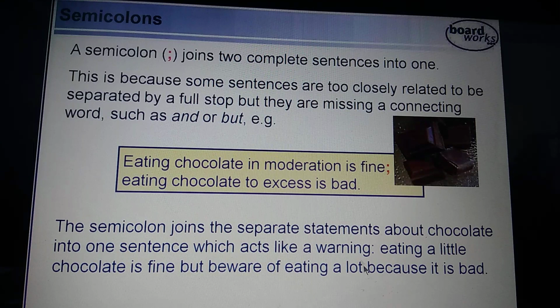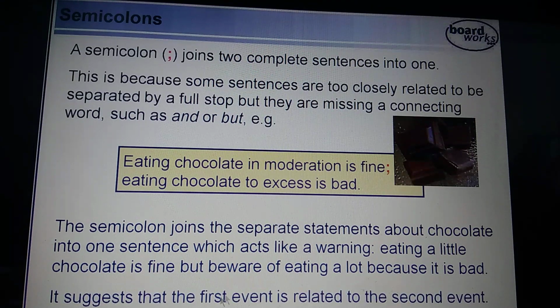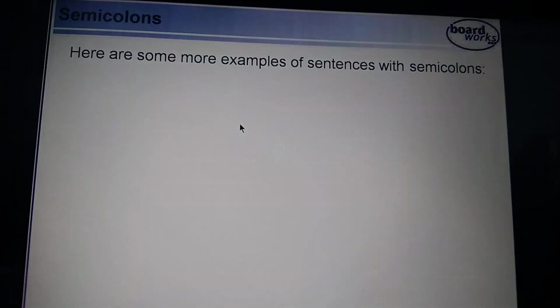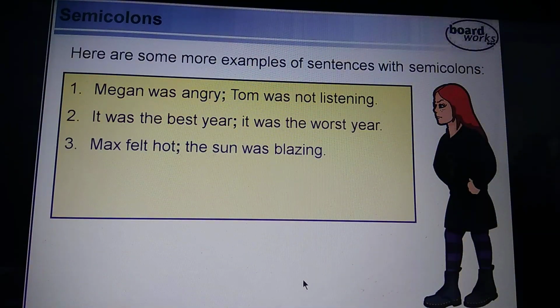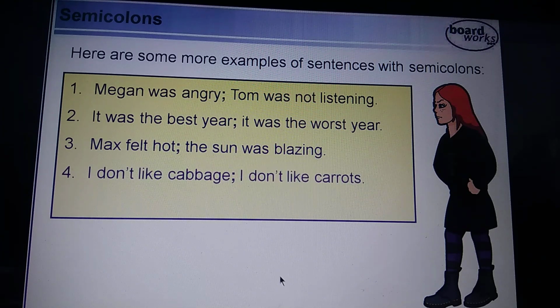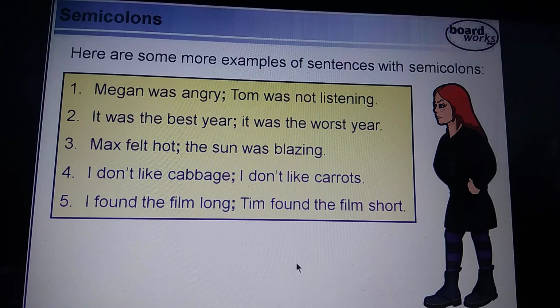Okay, you see the explanation below. It suggests that the first event is related to the second event. So the first sentence, the first event, the first occurrence, is certainly related to the second one. In that case, we can use only semicolons. Here are some other examples. You can look at the examples and understand how the semicolon is used.